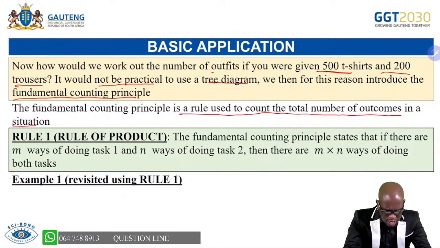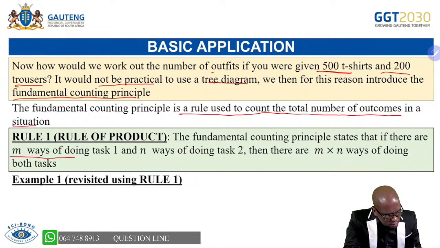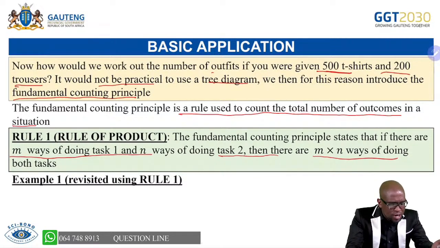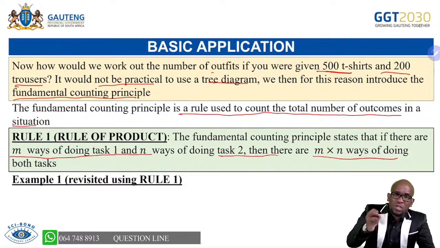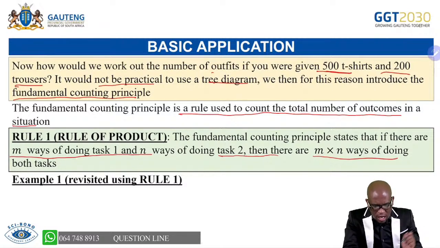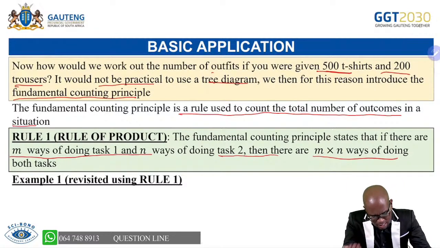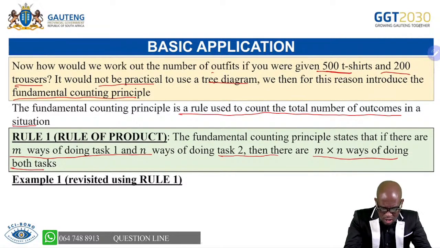We call it the rule of product. The fundamental counting principle states that if there are m ways of doing task 1 and n ways of doing task 2, then there are m times n ways of doing both tasks. To do both of the tasks combined, you have m times n ways. So you multiply the ways for m and the ways for n.